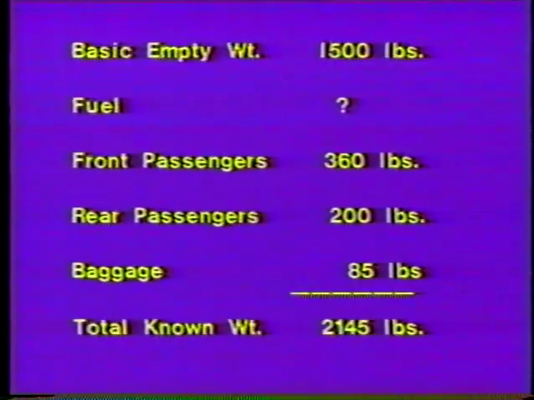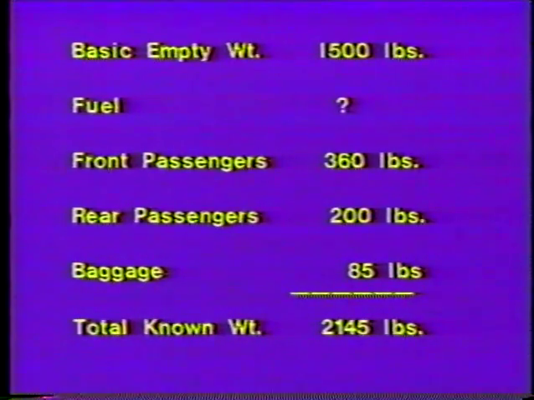Assume you plan to load your airplane with two 180-pound front seat occupants, two 100-pound rear seat occupants, and 85 pounds of baggage. How much usable fuel can be loaded aboard with the maximum gross takeoff weight? Start by listing all the known weight items. Basic empty weight is 1,500 pounds. Fuel is the unknown quantity.